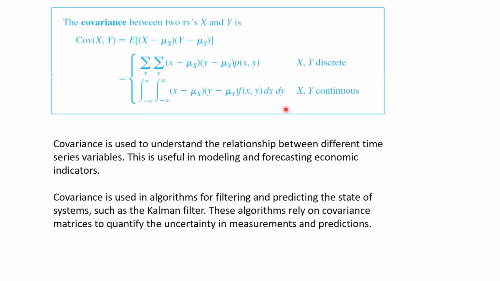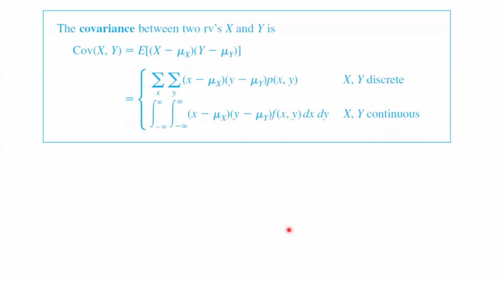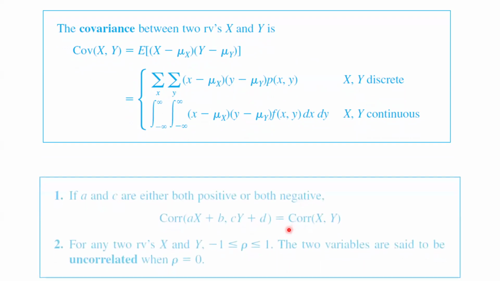Covariance is important in different cases. Covariance is used to understand the relationship between different time series variables. This is useful in modeling and forecasting economic indicators, also in the stock market. Covariance is used in algorithms for filtering and predicting the state of systems, such as the Kalman filter. These algorithms rely on covariance matrices to quantify the uncertainty in measurements and predictions. So this is how we define the covariance between two random variables.